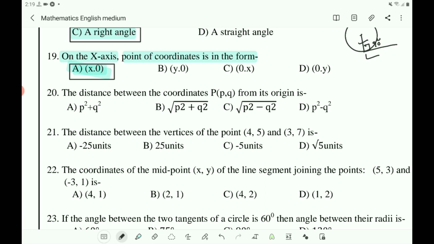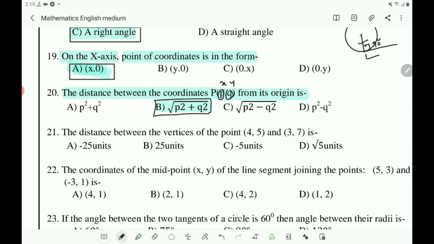Now you take question number 20. The distance of the point P(p, q) from the origin is. So here, in the place of x, y, p, q are there. The distance between the point P(x, y) and the origin is the square root of x squared plus y squared. So here it becomes the square root of p squared plus q squared. So what is the answer? Option B is the answer.